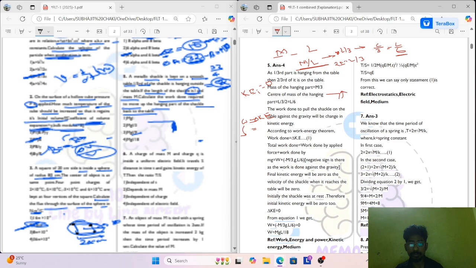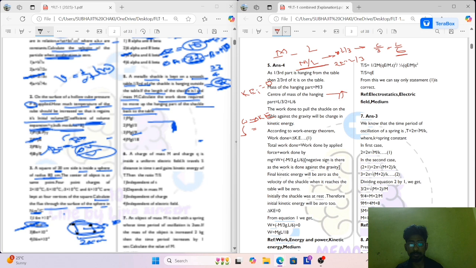Therefore the change in kinetic energy, delta K, is equal to 0. So from this, W minus mL/3 into g/6 is equal to 0. Therefore W is equal to mg into L/3 divided by 6, and 6 threes are 18. So the answer is mgL/18, option number 4 will be our answer.